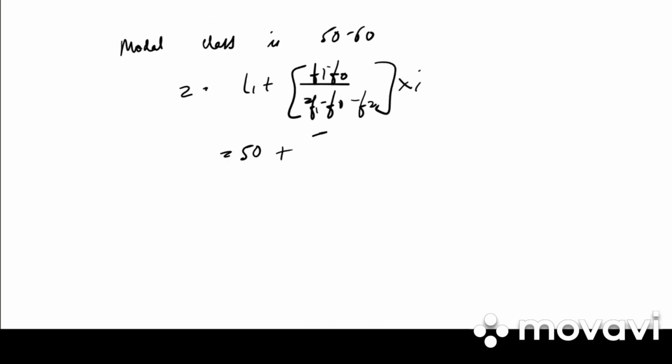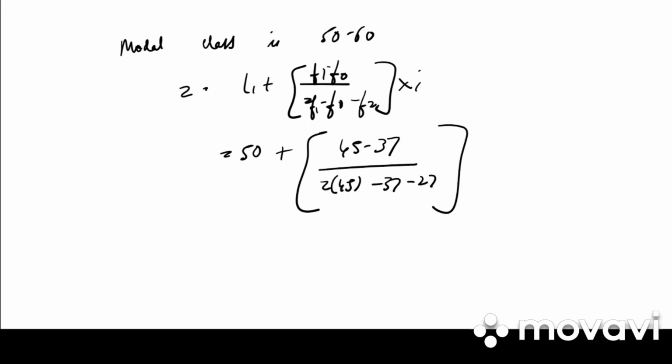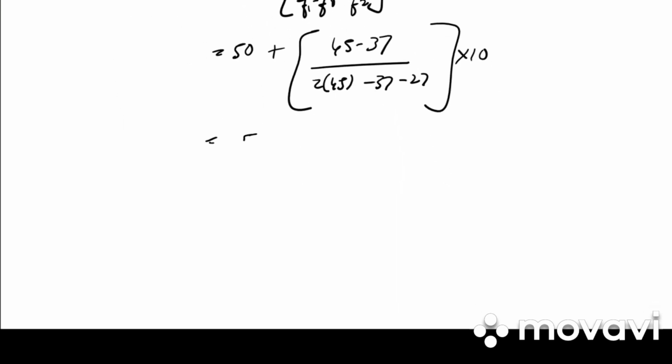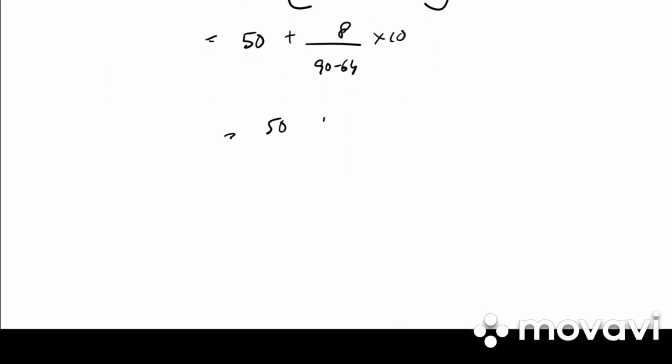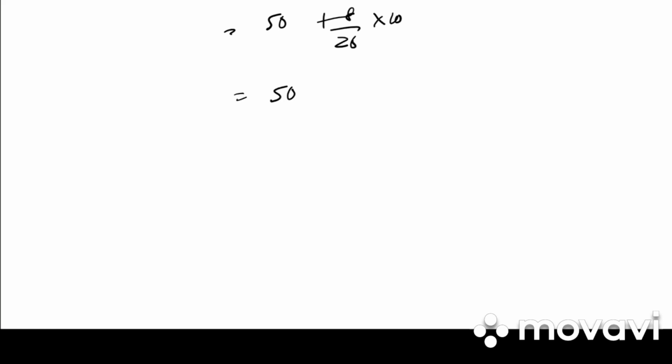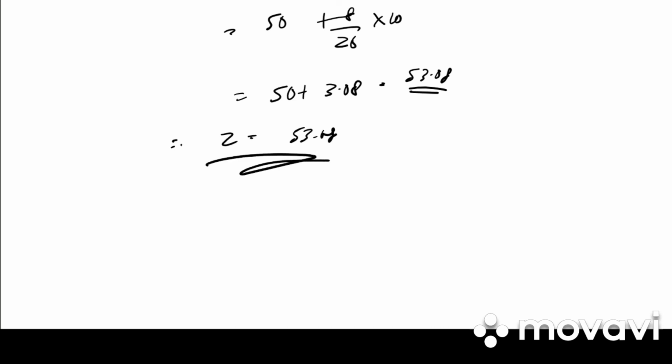So it is 50 plus 45 minus 37, divided by 2 into 45 minus 37 minus 27, into 10. It is 50 plus 8 divided by 90 minus 64 into 10. 50 plus 8 divided by 26 into 10. 50 plus 3.08, that is 53.08. Therefore, mode is equal to 53.08.